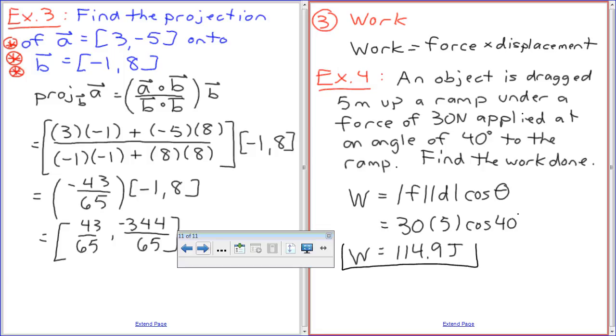And as you can see, this one is the easiest of the three examples today. I think it's fair to say that physics is easier than calculus. All right, and that's all I got for today.